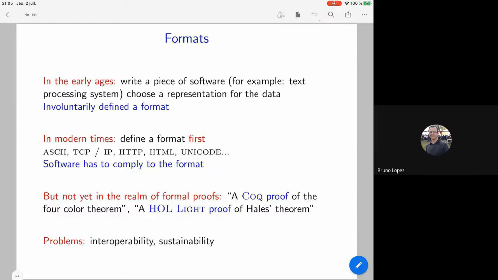So this creates a number of problems. One of them is interoperability. So if someone has developed a lemma in some system, then someone else cannot use this lemma in a different system. But there is also a problem of sustainability.